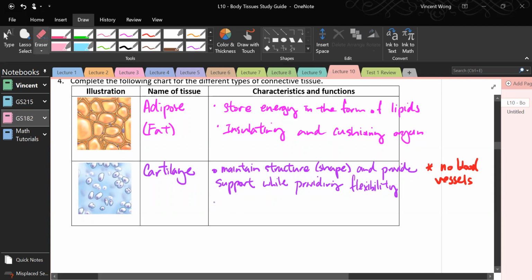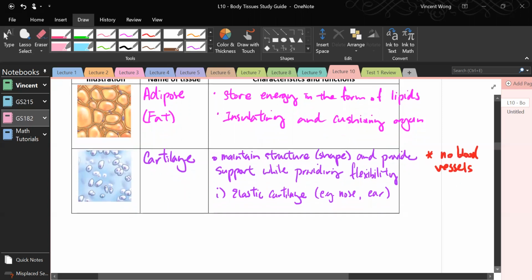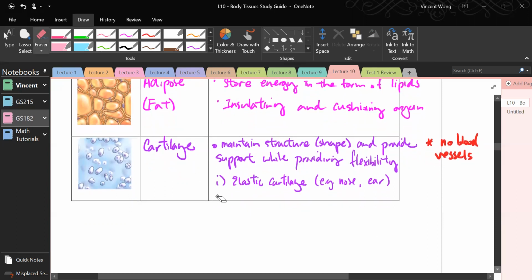So there are three different types of cartilage. There is the elastic cartilage, which is probably the easiest one to remember. You will find them in places like the nose and ear. You bend your ear, it's going to go back to its original shape. That's because of the elastic cartilage. Your nose is also made of elastic cartilage, part of it anyways, the tip. Once you go deeper in, it is actual bones that make up your nose.